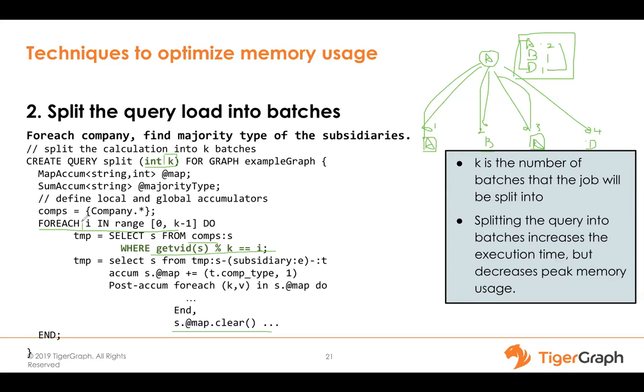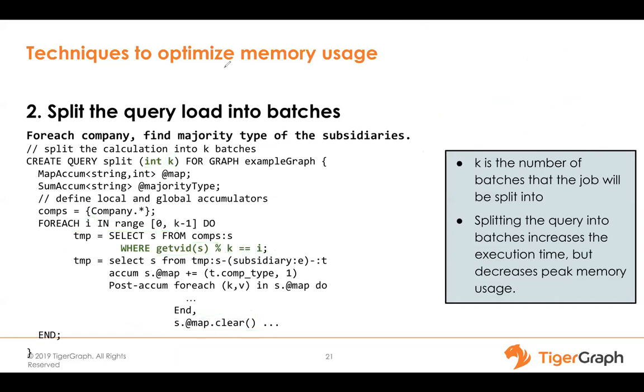i is the iterator of this range. So if k is 10, then every time you select exactly 1/10 of the vertices to perform this calculation, and in the end you clear the map out so that it releases the memory. The basic idea is that if doing the operation for everyone is very memory consuming, then we can pick a subset of the vertices to do it first, then clear out the data structure and go to the next batch. So this will be memory saving as well.